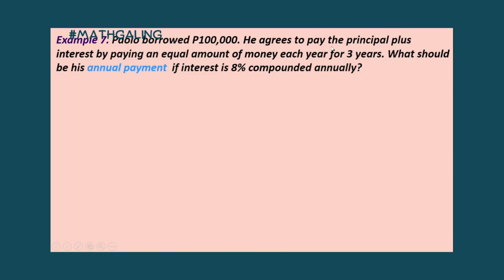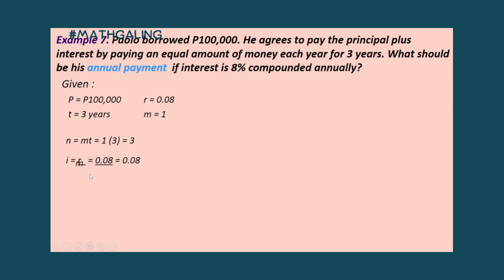Example 7. Paulo borrowed 100,000. He agrees to pay the principal plus interest by paying an equal amount of money each year for 3 years. What should be his annual payment if interest is 8% compounded annually? So the given is P equals 100,000 and the rate is 0.08. The time is 3 years and the M is 1. The number of payments is 3 while the interest is 0.08. Let's find the periodic payment.